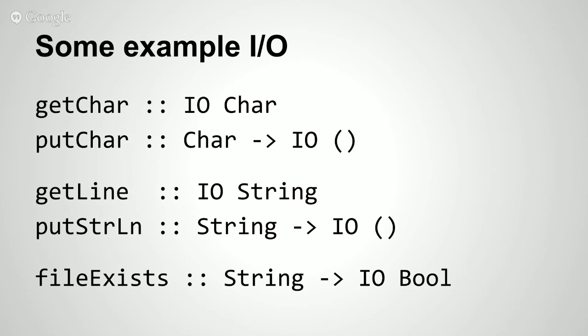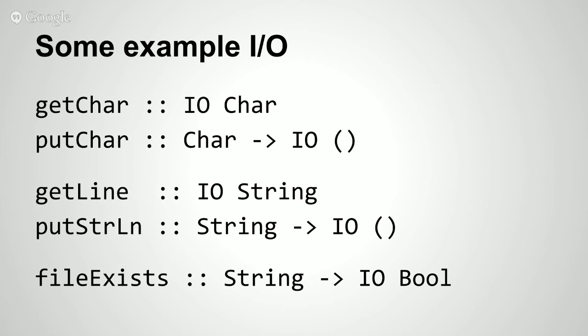getLine gets a whole string from the console, basically reading characters until it gets a new line, and then putStrLn takes a string, puts it to the console, and then puts a new line to the console. And finally, I have fileExists down here, which is a function that takes a string. That's the file name. And to know if that file exists, it has to make a system call.